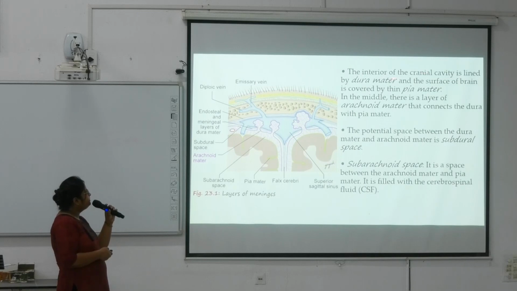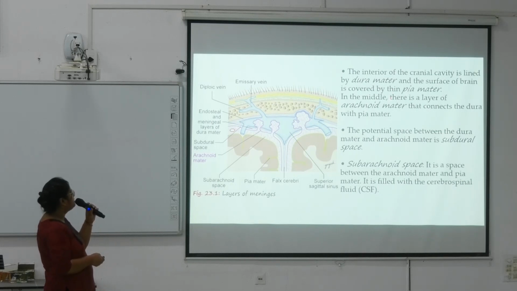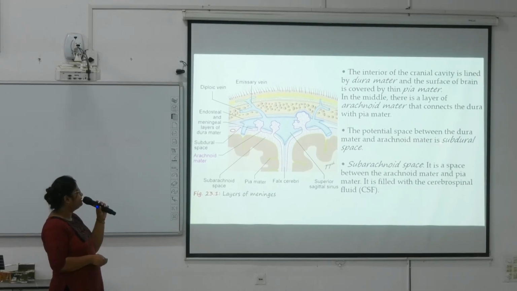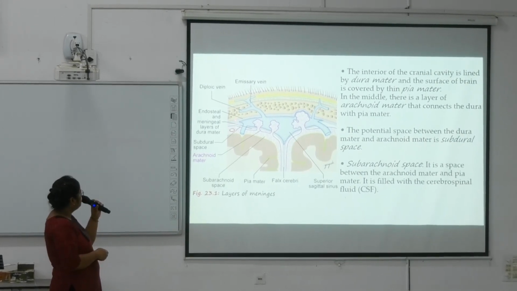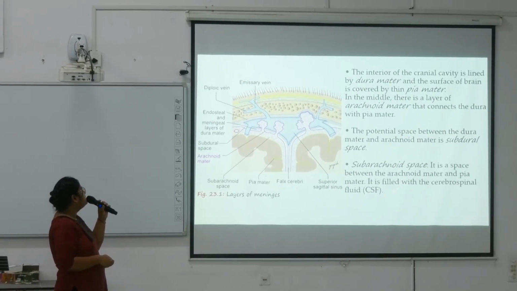So the interior of the cranial cavity is lined by dura mater. This is the dura mater, and the surface of the brain is covered by the pia mater, the green one. In the middle there is a layer called arachnoid mater that connects the dura mater with the pia mater. This is the arachnoid mater, the violet one. The potential space between the dura mater and arachnoid mater is the subdural space. Here, this white colored layer is the subdural space.